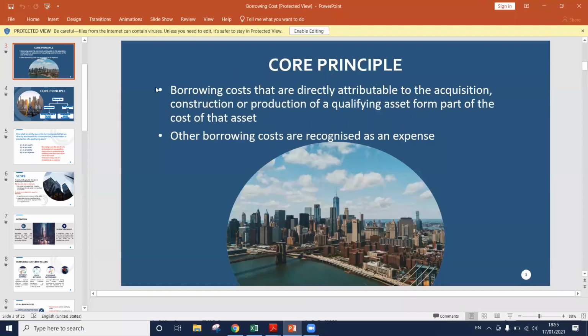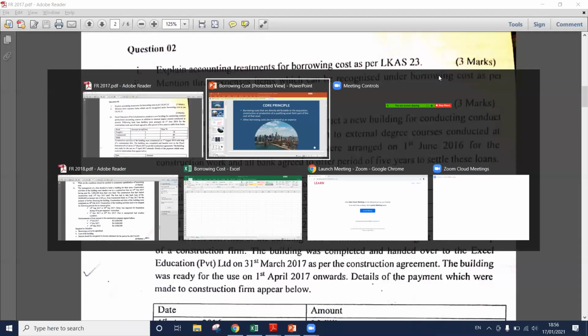In part 2, mention 3 expense items which can be recognized under borrowing cost as per LKAS 23. What are those 3 items? Here, interest expense, lease interest, and exchange differences. Right? The answer for part 2.